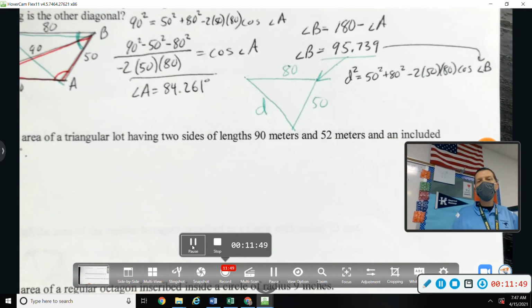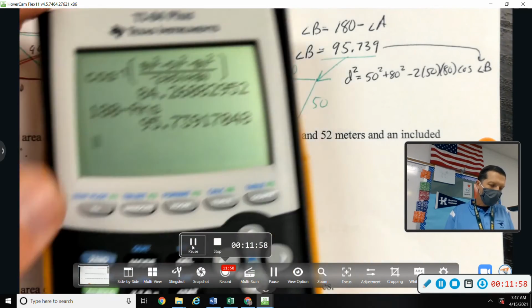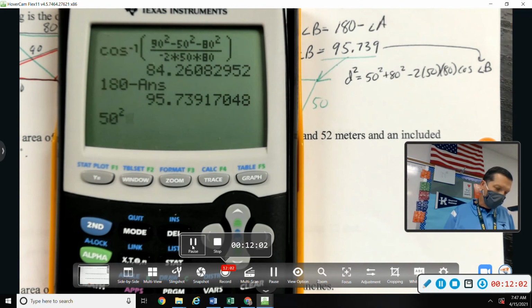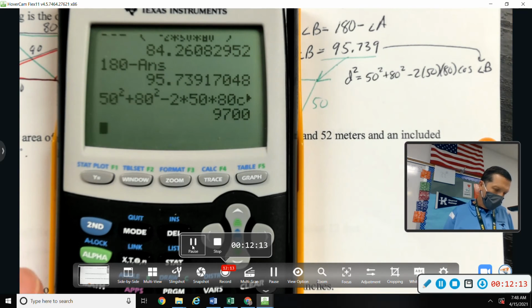And I'll even be lazy and not write out angle B. I'll just write angle B because I know what it is. It's right there. Then I can go to the calculator. And this one's even easier. This is the straightforward format of law of cosines. Squared plus 80 squared minus 2, 50, 80. Okay. 9,700. Man, that seems really big.